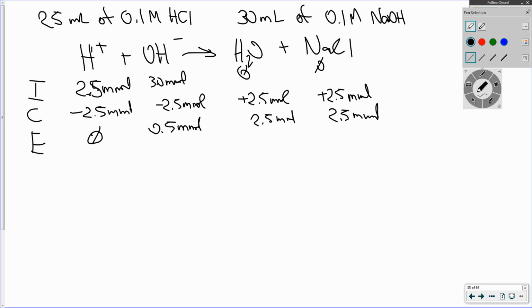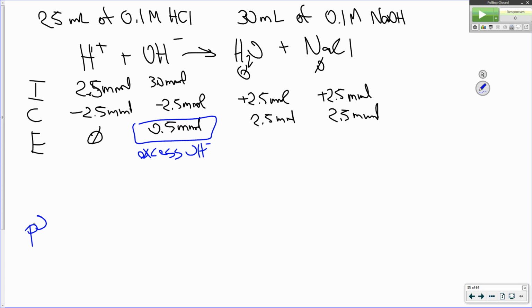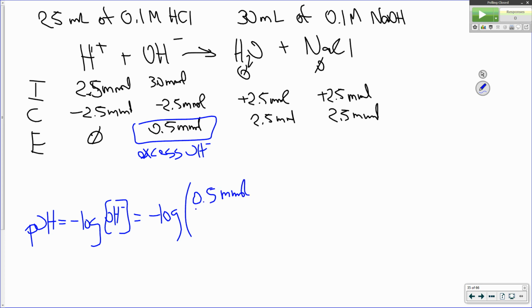So what's going to dictate pH is the thing in excess. In this case, it's excess OH minus. So the way that we deal with this one is we calculate pOH first. So pOH is equal to the negative log of the concentration of the OH minus. So it's the negative log of the number of moles divided by the total volume.